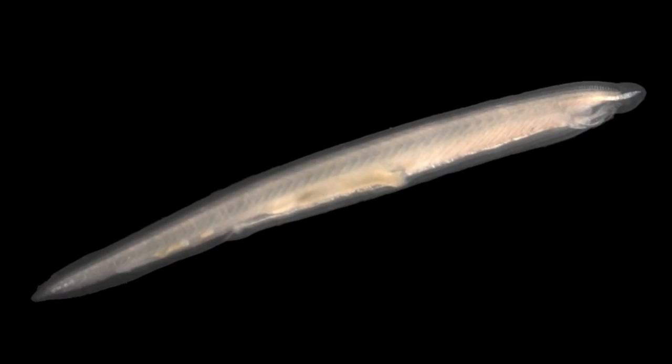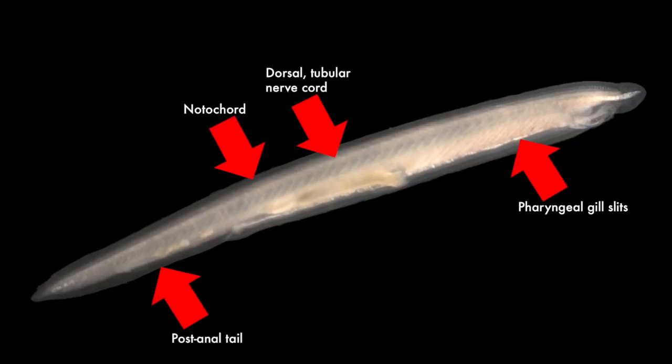Before we continue our story of vertebrates, I thought we could use a little bit of a recap. So, all chordates have 4 shared derived characteristics, at least at some point in their lives, as you can see in this lancelet.